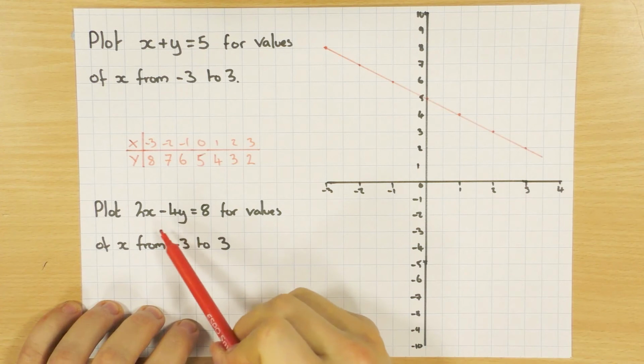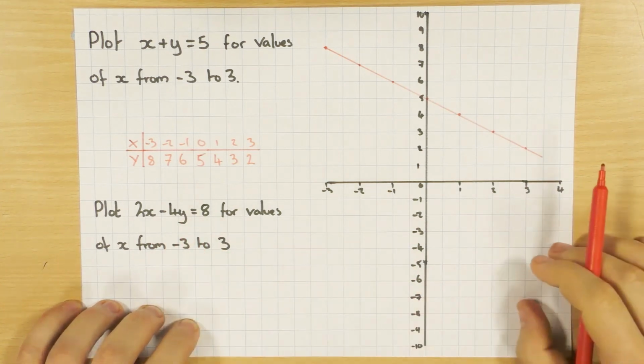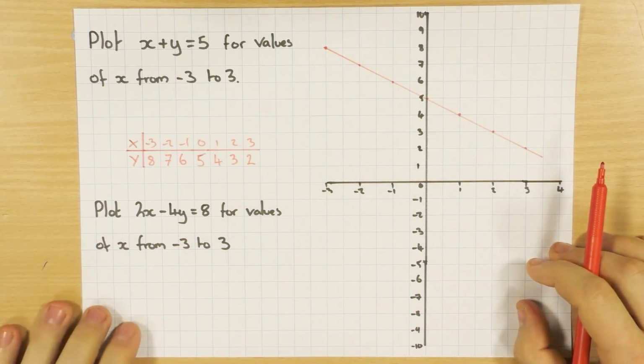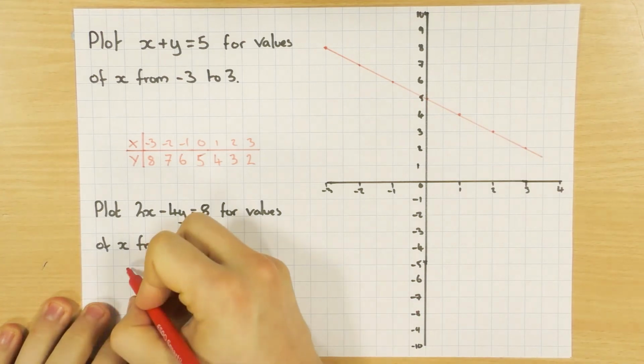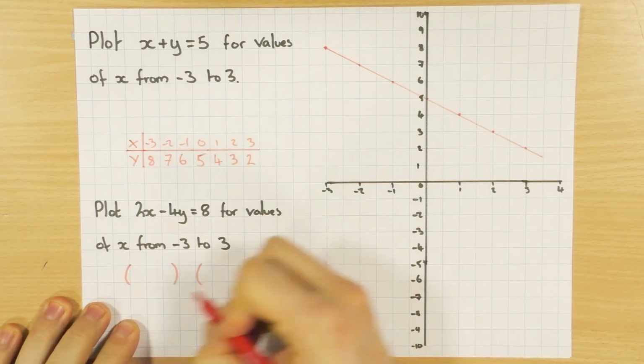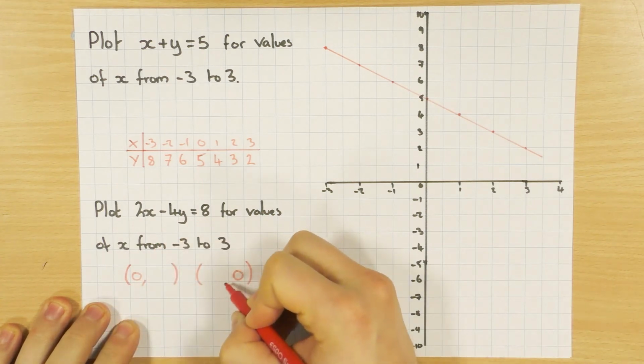So you can rearrange it again to make it y equals something if you wish to. However, this is a little trick, and I included this one precisely for this trick. I'm not going to draw a table for this one. I'm just going to pick two coordinates. And my two coordinates are going to be when x is 0 and when y is 0.